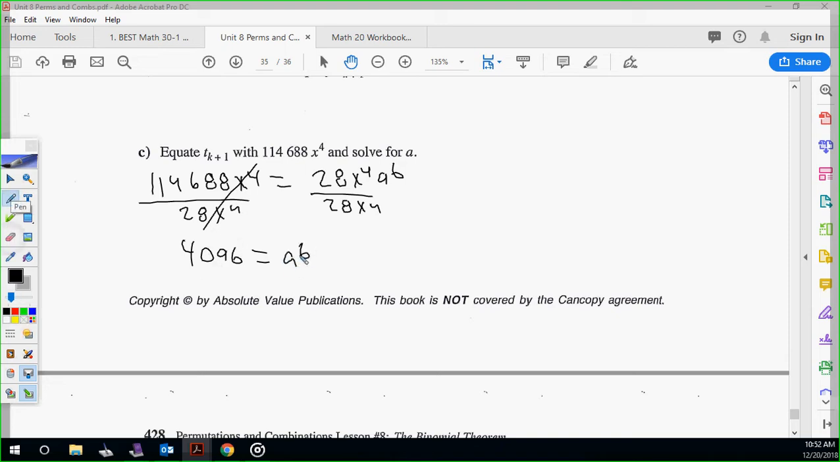And so now we want the sixth root. When you take the sixth root, you should get plus or minus 4. However, we said it has to be positive. So a is 4. And so now we're done.